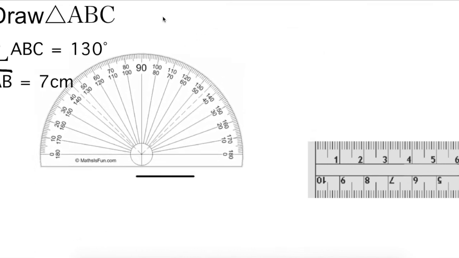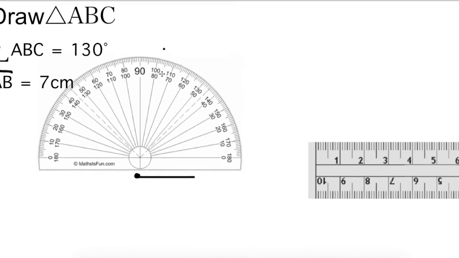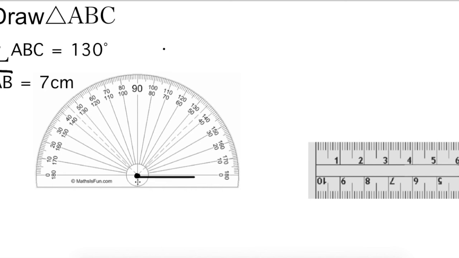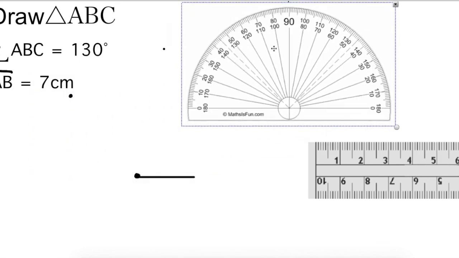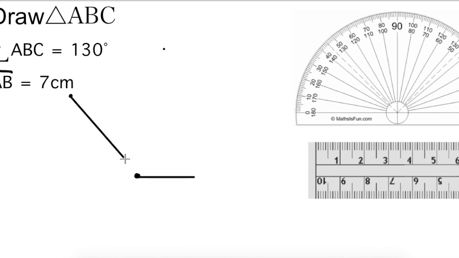I'll put a dot right here. And I'm going to have my vertex right there. My crosshairs match that. I'm going to go out to 130 degrees. So I'm counting from 0, 10, 20, all the way to 130, which is right about there. And then from here, I'm going to connect the dots. Now, I do need to be sure of how long each of the sides are. So the first thing I want to do is label each of these angles. So this is angle A, B, and C.